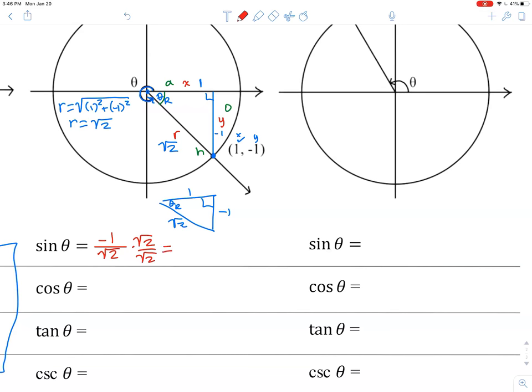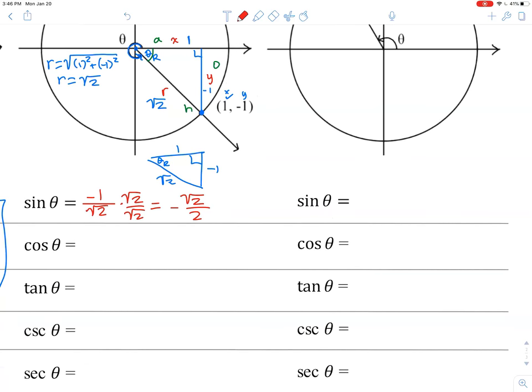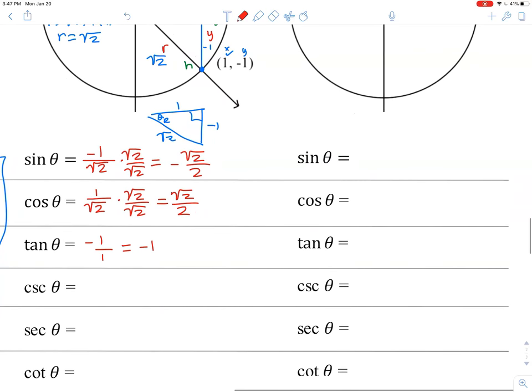We'll multiply times the square root of 2 over the square root of 2 to rationalize our denominator. That gives us negative square root of 2 over 2, and I'm going to move that negative up front. All right, cosine: adjacent over hypotenuse, or x over radius. This is 1 over the square root of 2. Again, rationalize. After you rationalize a while, you get to the point where you can do it in your head. There you go. And then your tangent is opposite over adjacent, or y over x. So that's -1/1, or just -1.